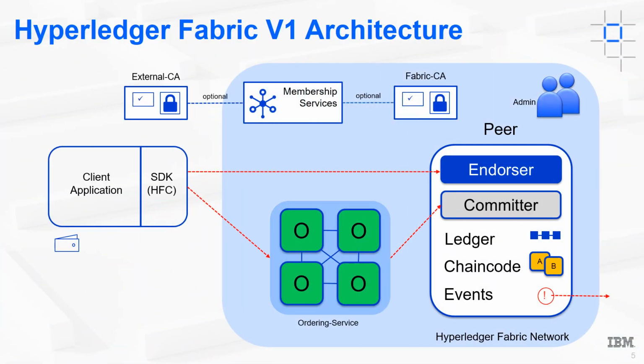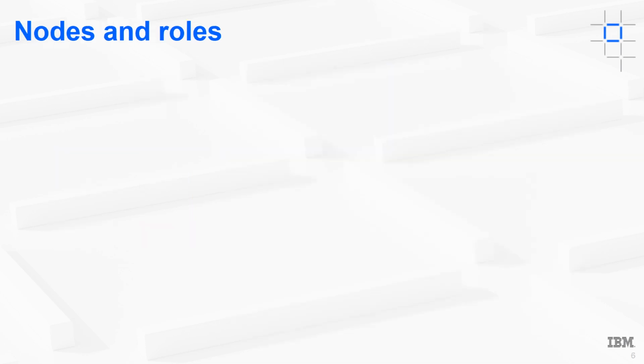Let's talk about the Fabric architecture. Right now we're talking about the Fabric v1 architecture. If you see, there are a couple of components: a client application, an SDK, an external certificate authority, a membership service, something called a peer, and an ordering service. Let's get to each of them in some detail.